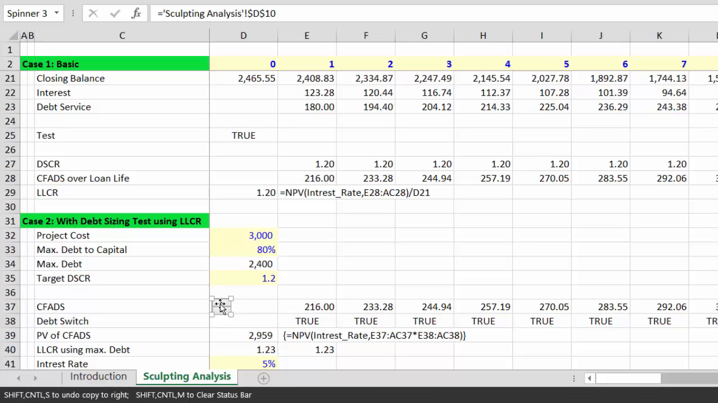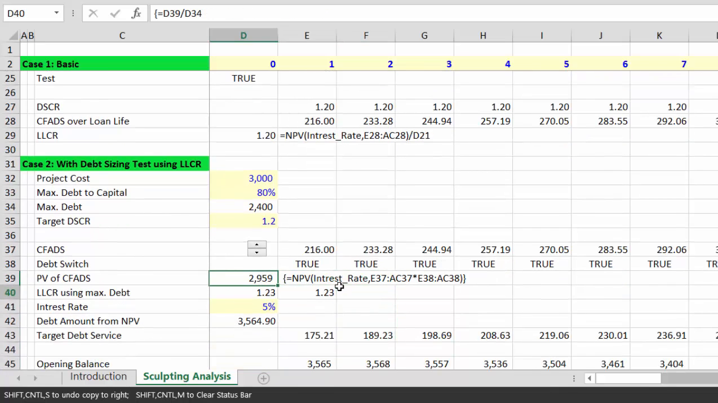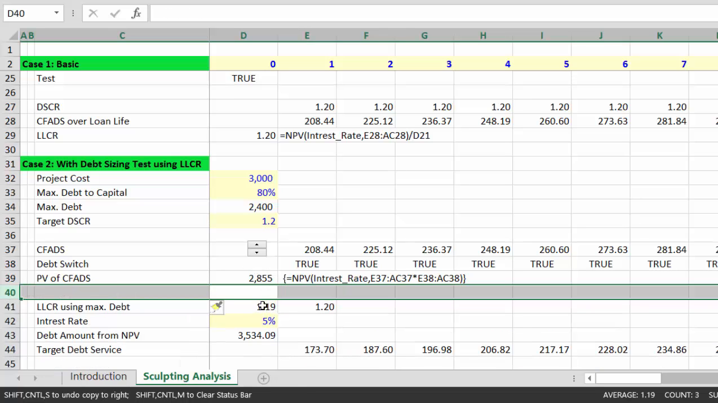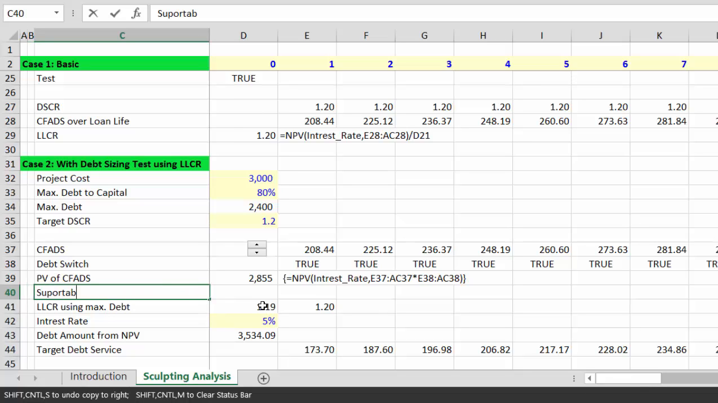Now we've got a situation where in this case we have the LLCR, you see, is bigger than the debt to capital, and if I push this down, okay, now the LLCR is more, so let's put supportable debt with, how about debt to capital ratio from sculpting.